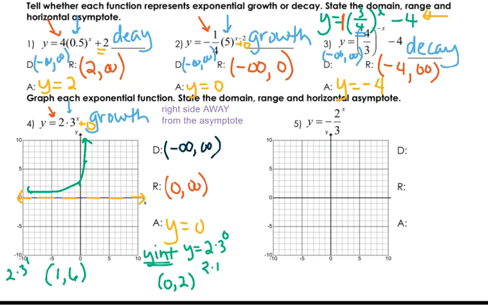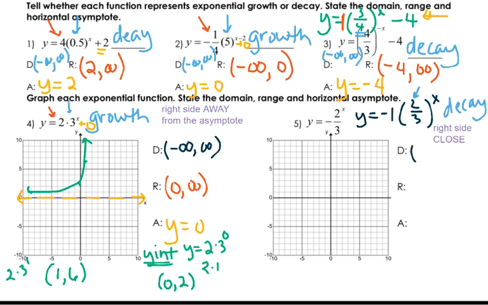I'm first going to rewrite this as y equals -1 times 2/3 to the x power. So you can really see what all the different variables are here. Since the number with the exponent is smaller than 1, it's going to be decay. Decay means that the right side is going to get close to the asymptote. I like to just make little notes. So the right side is going to be close to the asymptote. You can write more if you can fit it.